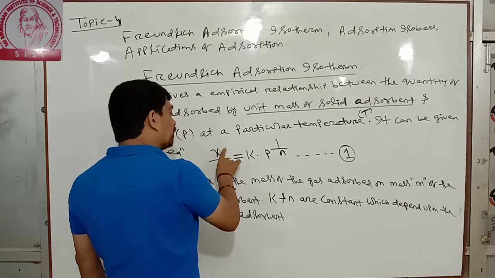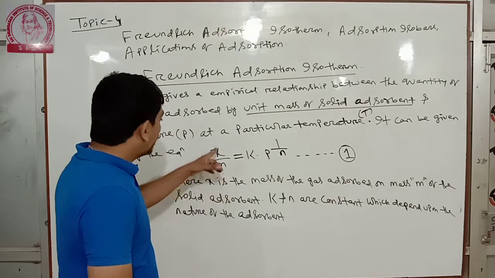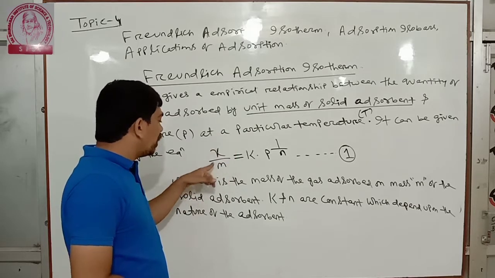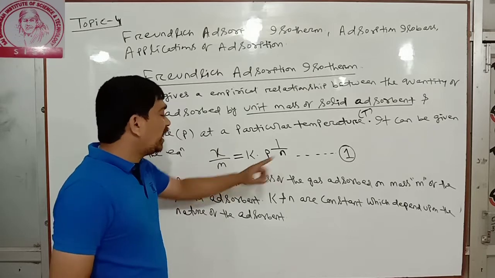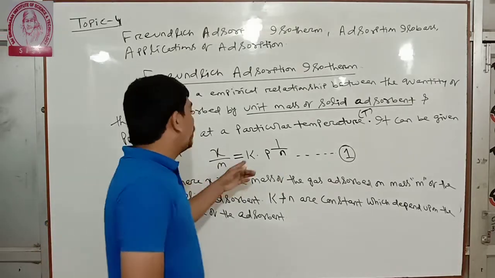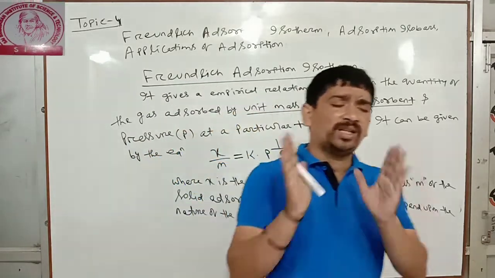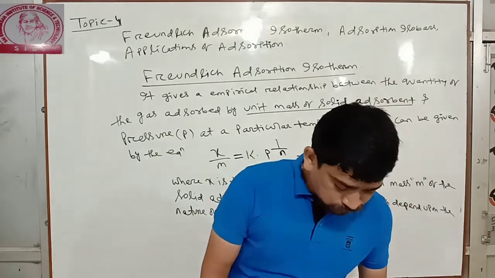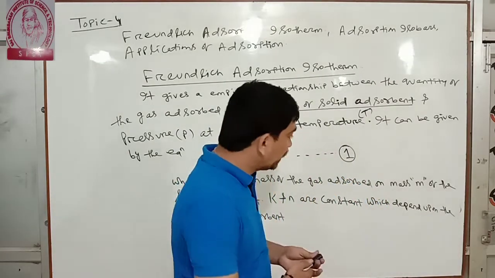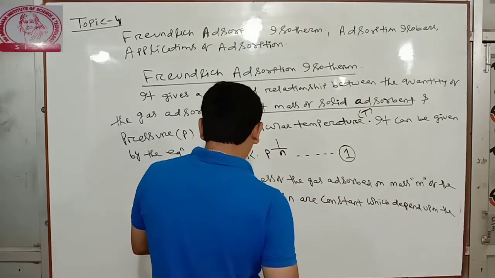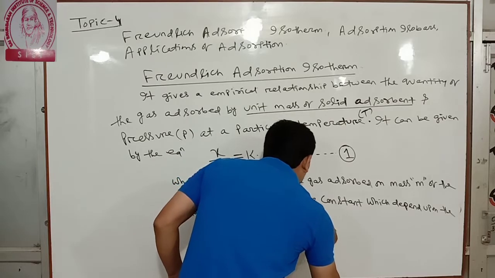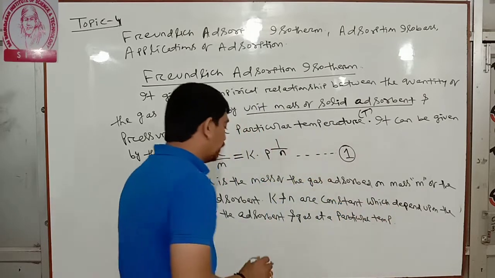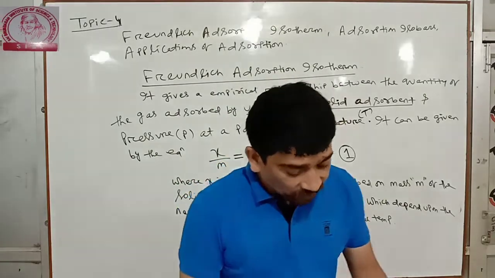Or otherwise we can say that x is the mass of the gas adsorbed on mass m of the solid adsorbent, where k and n are constants which depend upon the nature of the adsorbent and gas at a particular temperature. Clear? So this is all about the Freundlich adsorption isotherm.